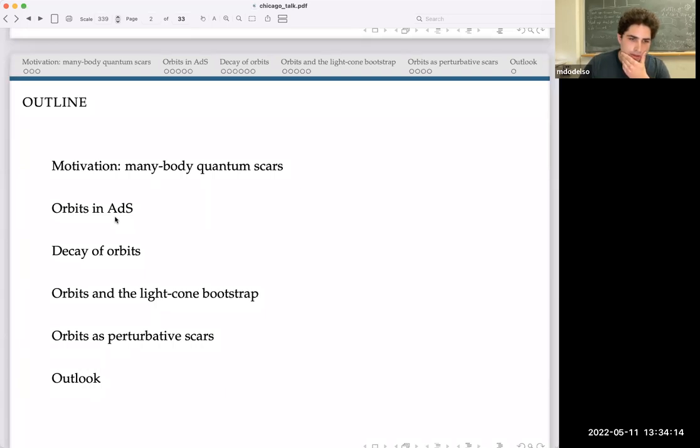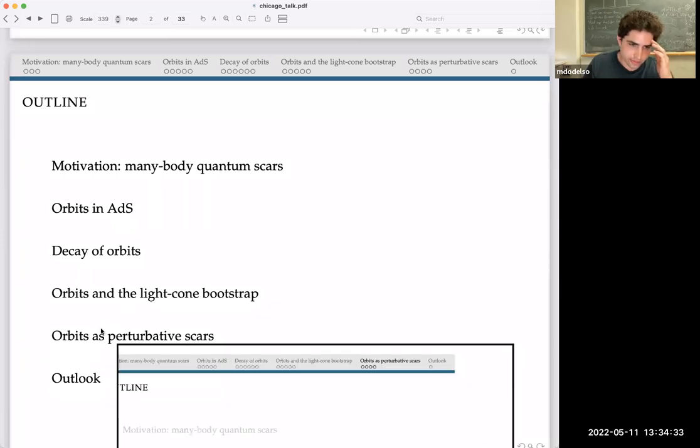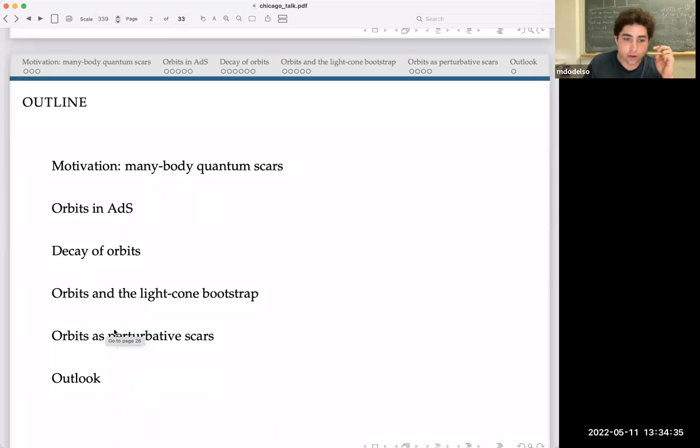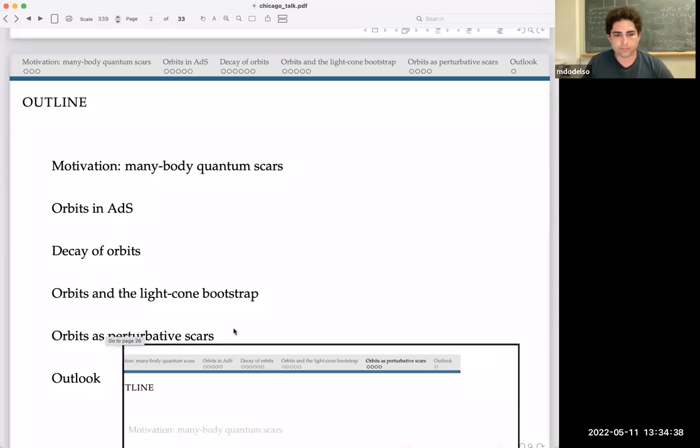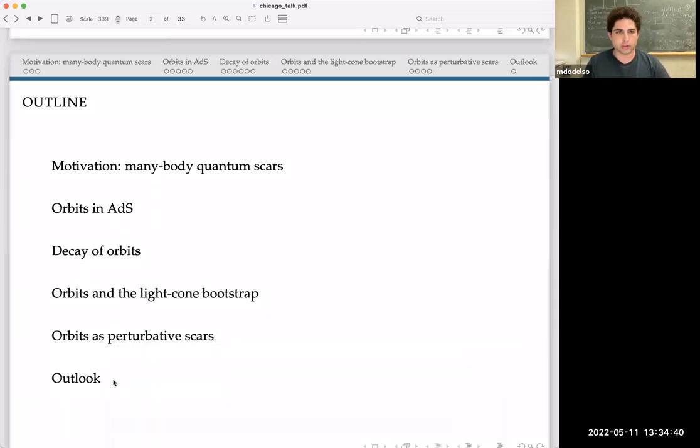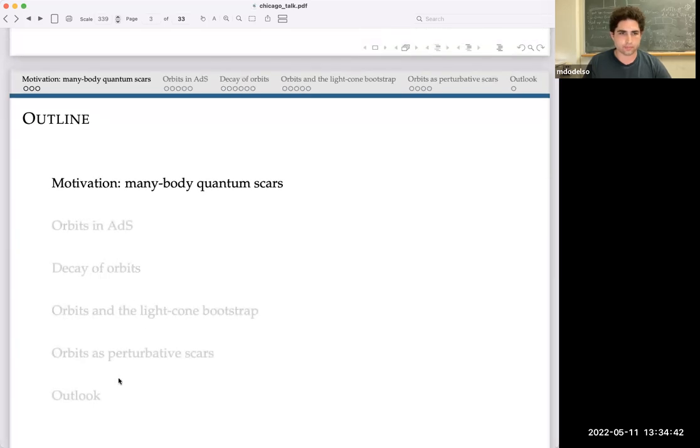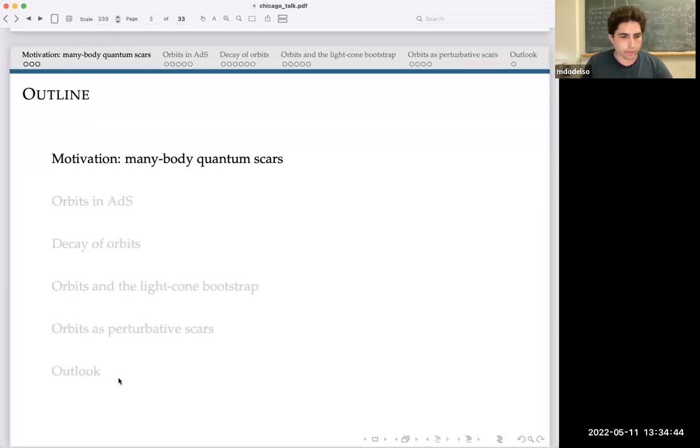So in the next part, I'll connect these orbits to the light cone bootstrap, and in particular, use them to obtain new predictions for dimensions of heavy light double twist operators. And finally, I'll close the story by connecting these orbits to quantum scars in a certain perturbative limit. And I'll conclude with the outlook. So that's the outline. So let's start with the motivation.